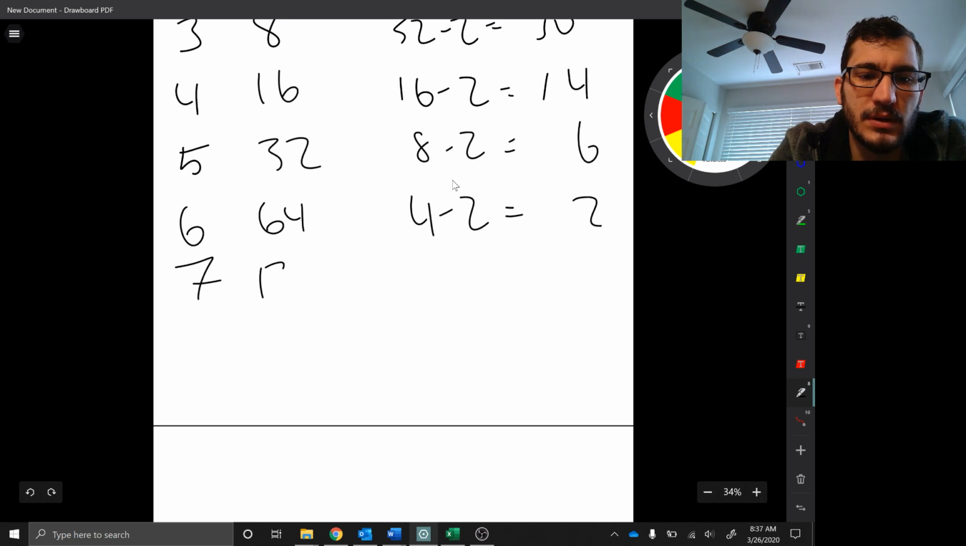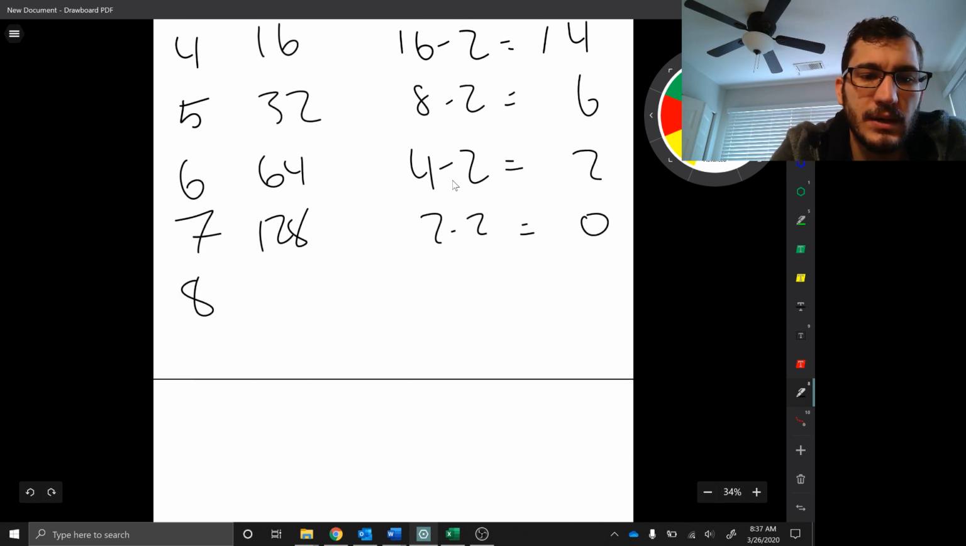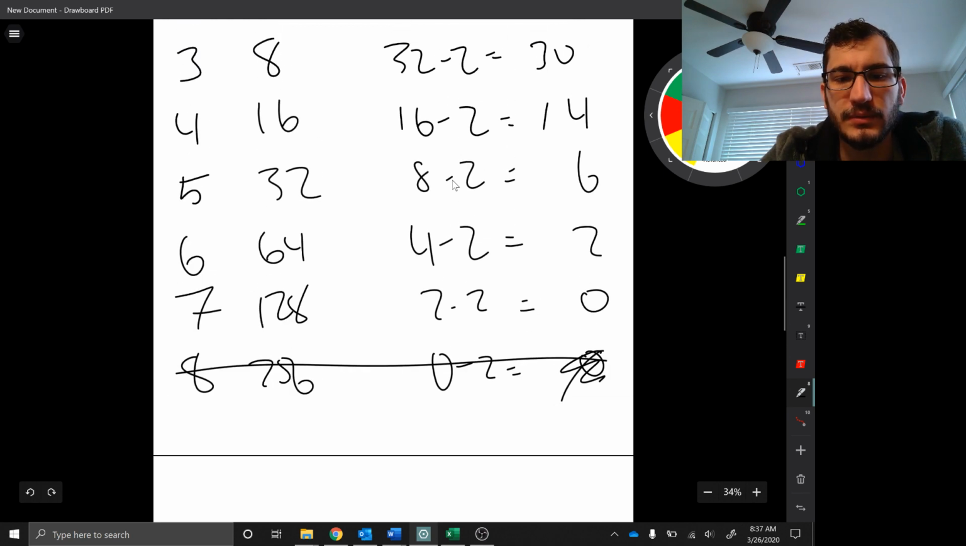7 bits borrowed is 128 subnets. That gets me 2 minus 2 is 0 hosts, and 8 bits is 256, that gives me 0 minus 2, which is not usable. So you don't really use that too often.